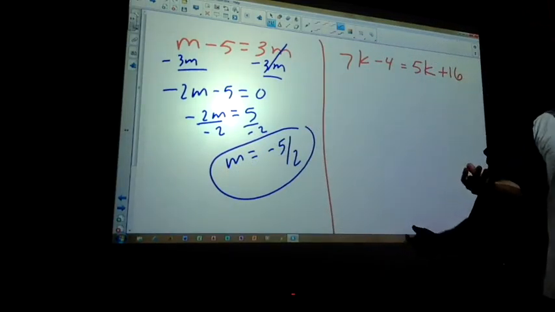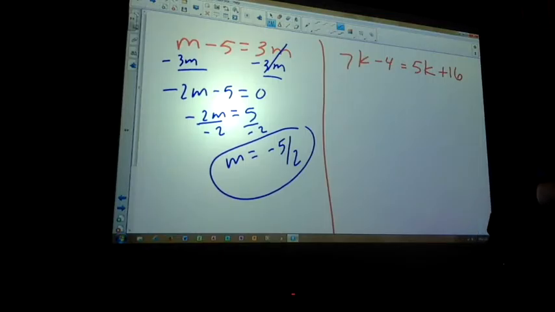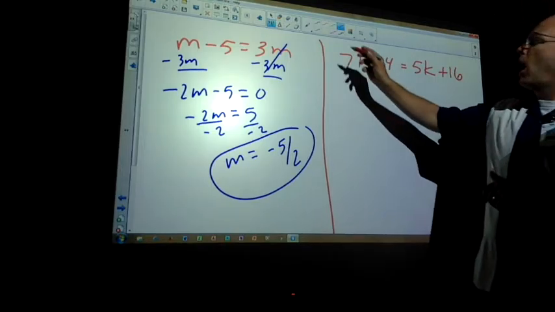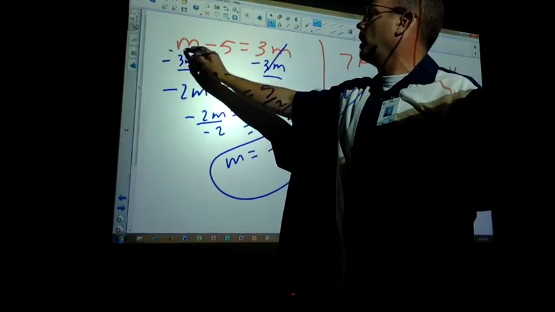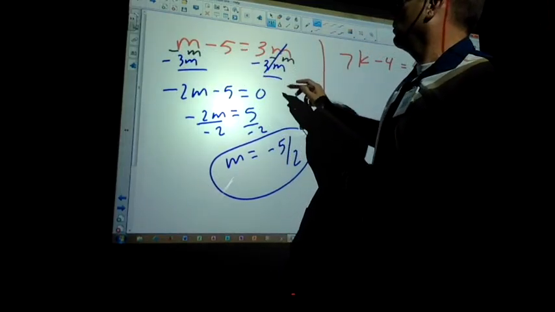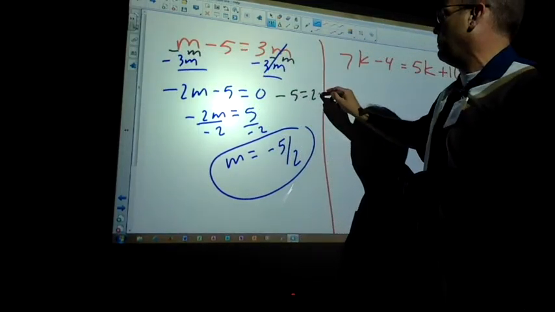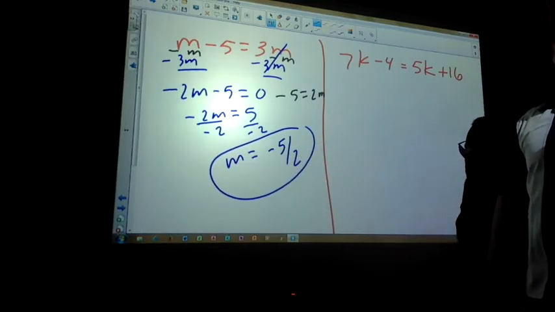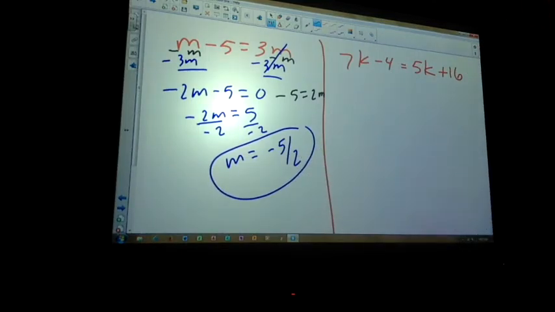Okay, now the way I probably would have done that is I probably would have subtracted m to get negative 5 equals 2m and then divide by 2. And it's the same answer. Okay? I would have seen it this way. I probably would have went minus m, which gives me negative 5 equals 2m, which is going to give me the exact same answer. They're both the right way to do it. I like it.